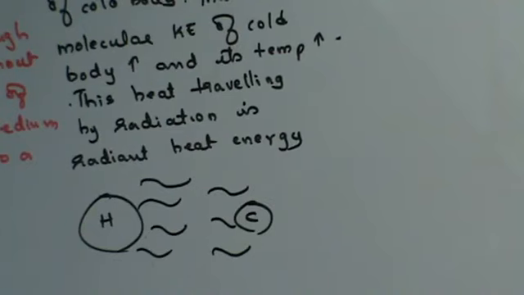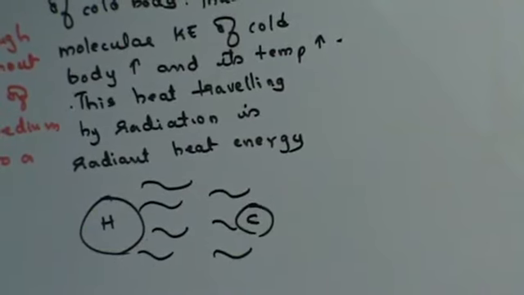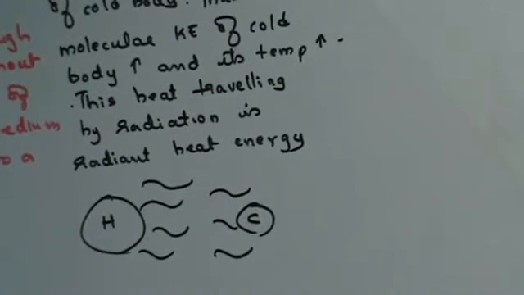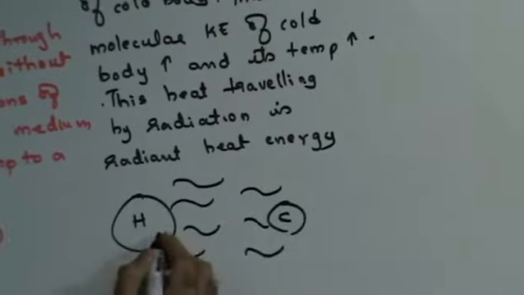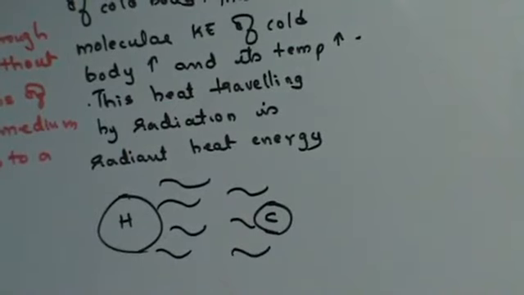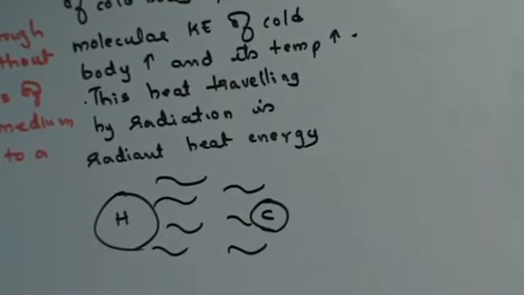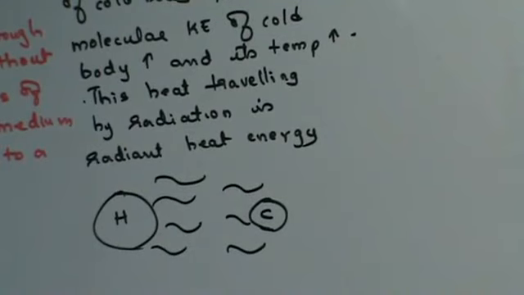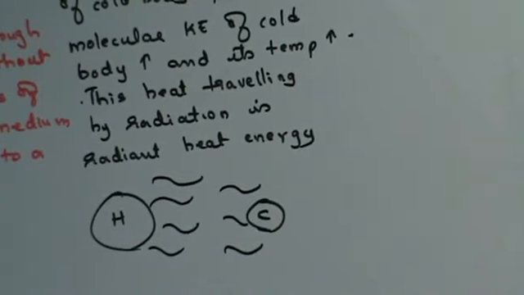Now, when radiant heat energy is incident on any cold body, a part of it is absorbed, a part of it is reflected, and a part of it is transmitted. Some part will be used to increase the kinetic energy, some part is going to be reflected back, and some part is going to be transmitted to another body. Right? Three things happen to the radiant heat energy.